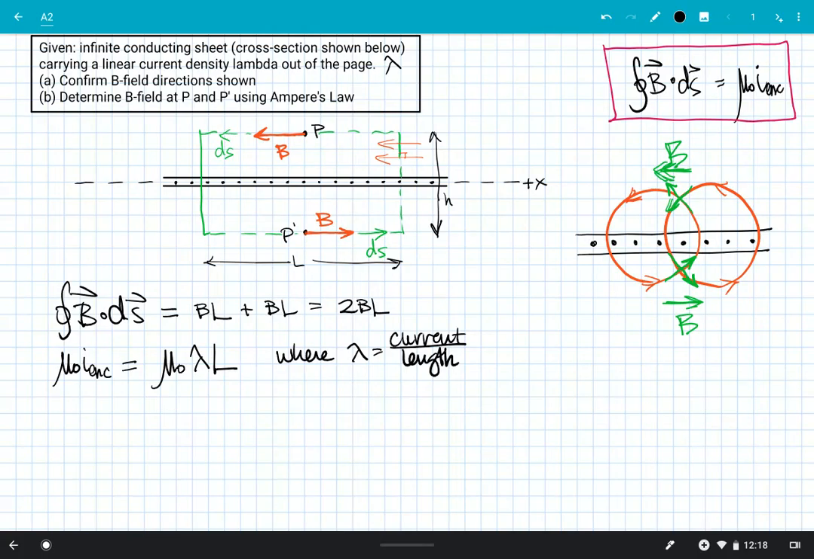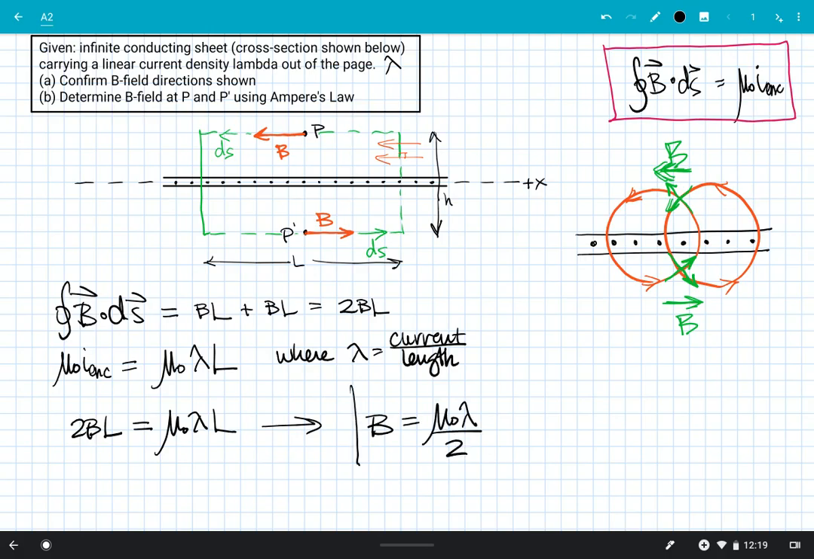So the left side, the B dot ds side, is 2BL. I set that equal to the right side, which is mu naught lambda L. My L's are going to go away. That's good news, right? L is something that I introduced for my imaginary Amperian loop. It can't really have an impact on the physical situation. That would be weird for my imaginary loop to have an impact on the natural situation. So I expect those L's to go away. And then I can solve for B, and I'll just get mu naught lambda over 2.